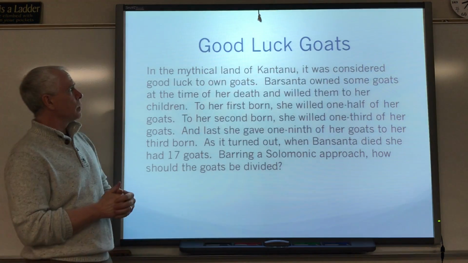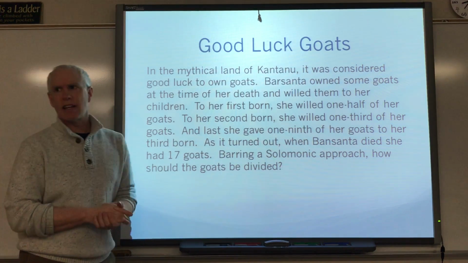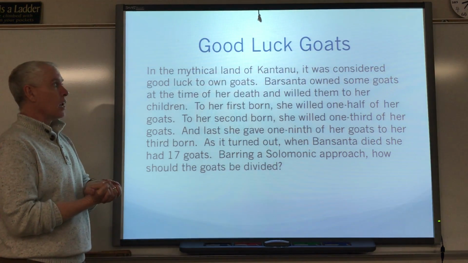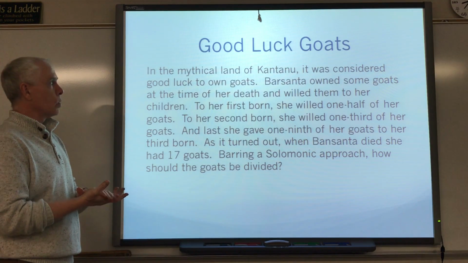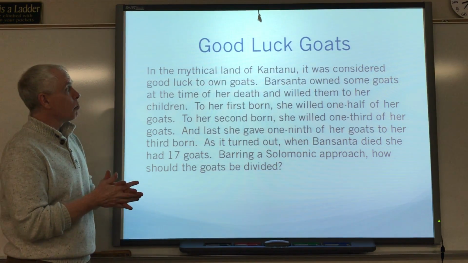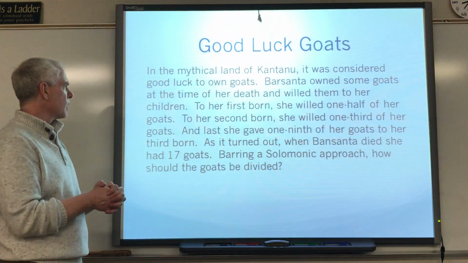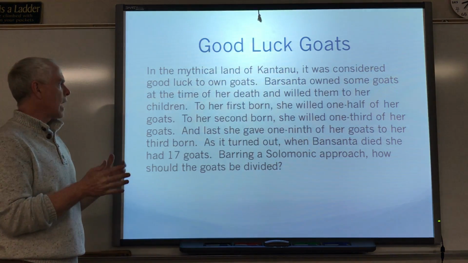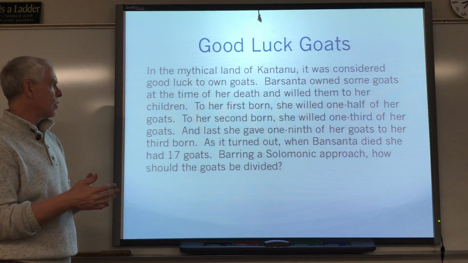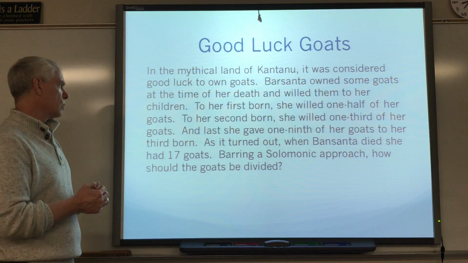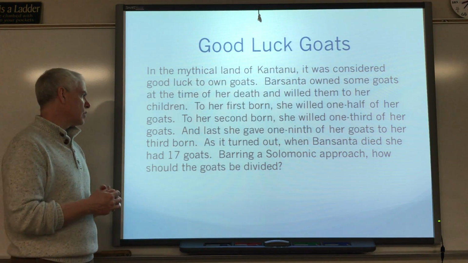Okay, one more example today. Good luck, goats. This is kind of an interesting one. So in the mythical land of Kantanu, it was considered good luck to own goats. Barsanta owned some goats at the time of her death and willed them to her children. To her firstborn, she willed half of her goats, her secondborn, a third, and her thirdborn, she gave a ninth of the goats. As it turned out, when Barsanta died, she had 17 goats.